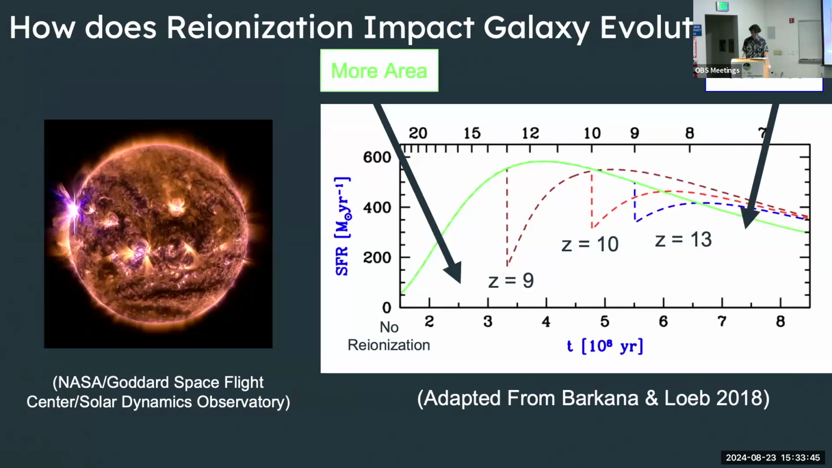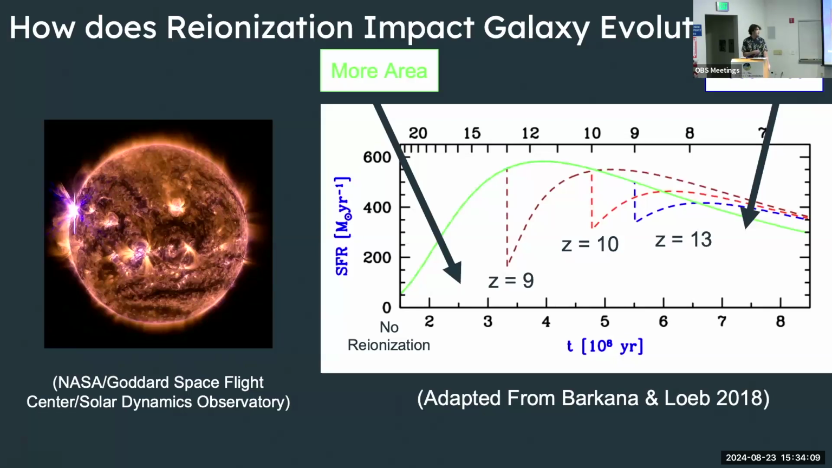You might be wondering, though, what else does reionization affect? In addition to the transparency of the universe to ionizing light, reionization also affects star formation rates. This is because after it becomes ionized, hydrogen can no longer turn into fuel for stars. This basically means that more ionization means less star formation. The graph on my left from Barkana and Loeb shows this pretty well.